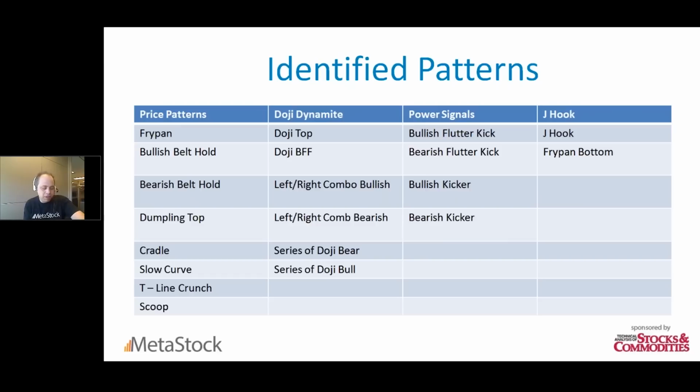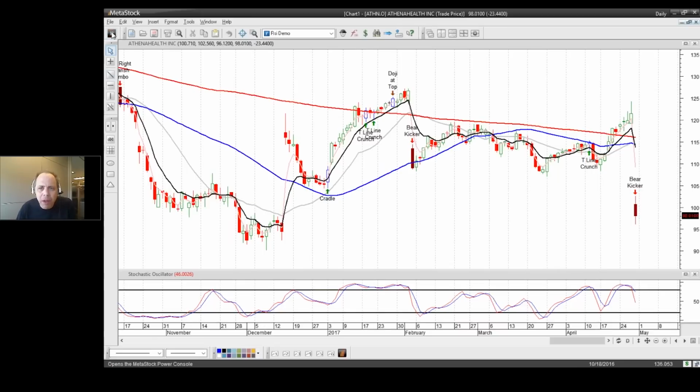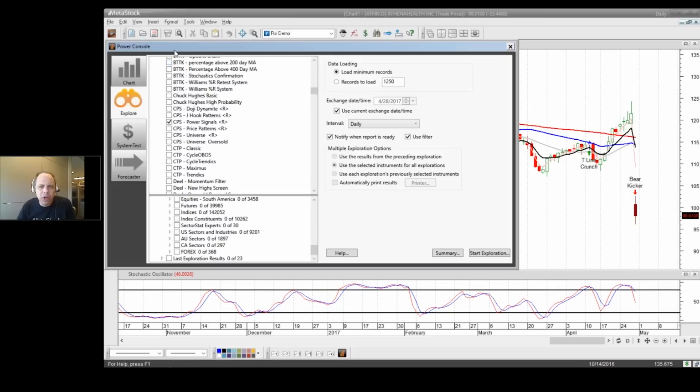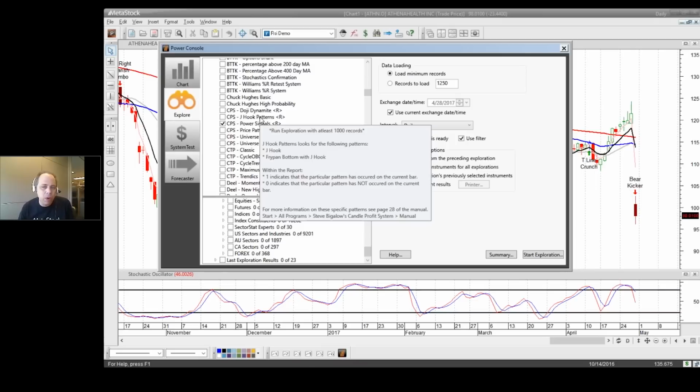We have just a few minutes, so I'm going to show you just a few things of what it can do. Number one, with MetaStock, you have the ability to create a scan for any of these particular patterns. I ran a scan this morning on the power signals. Here are all 21 different patterns. You can run all of the scans or just some of them. I just ran the power signal scan.